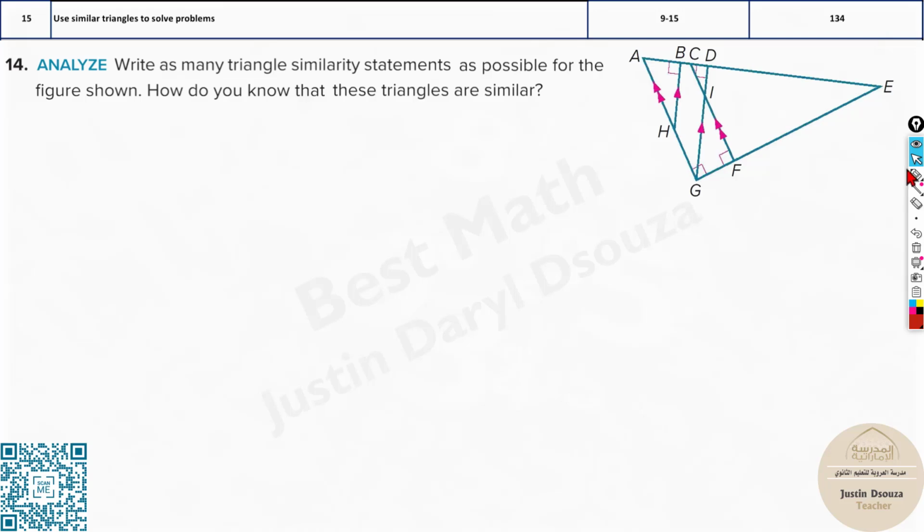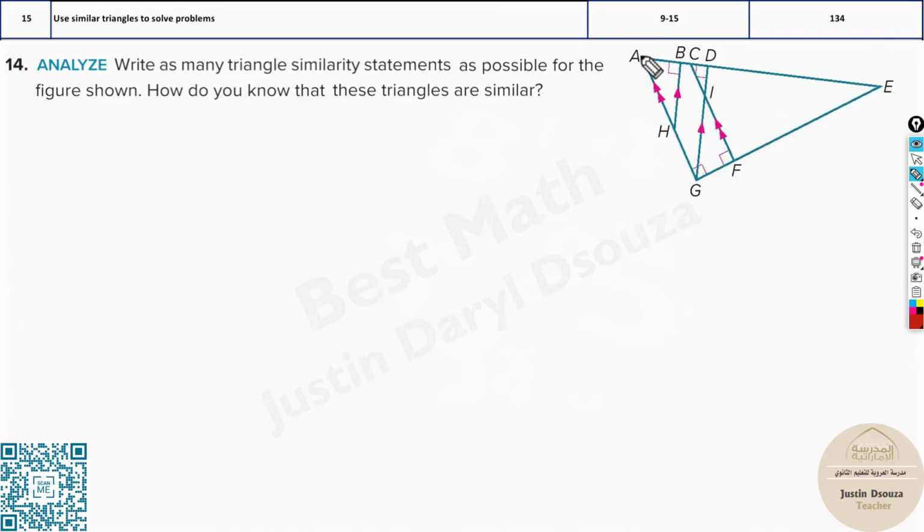Now what about this one over here? Write as many triangle similarity statements as possible for the figure shown. How do you know that these triangles are similar? Now these are very easy. Whenever you have 90 degrees like this blocked out, let's look into the full triangle first, AEG over here, and then let's look at AHB. If you see, this angle is common for the bigger one and the smaller one, right? So if this is any angle, it's the same for both. Then what about this 90 degree here, this 90 degree? Two angles are common, so I can easily tell these two are similar.